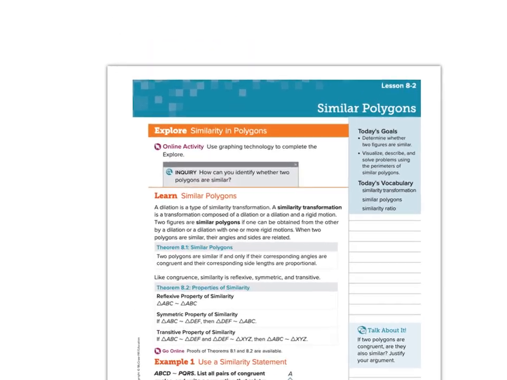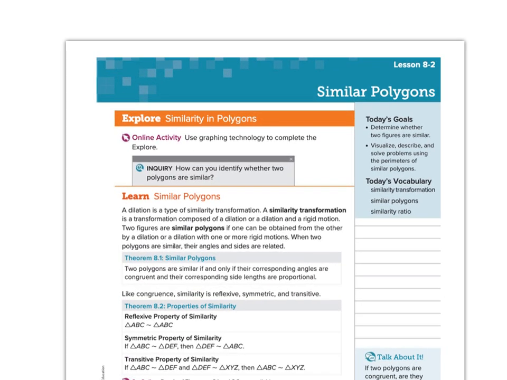So here, we'll continue on with similar polygons. A similarity transformation is a transformation composed of a dilation, or a dilation and a rigid motion. Two figures are similar polygons if and only if they can be obtained from the other by a dilation or a dilation with one or more rigid transformations. When two polygons are similar, the angles and sides are related. So think about it, if it's similarity, it's going to be a dilation, so everything's going to grow or shrink by the same value.